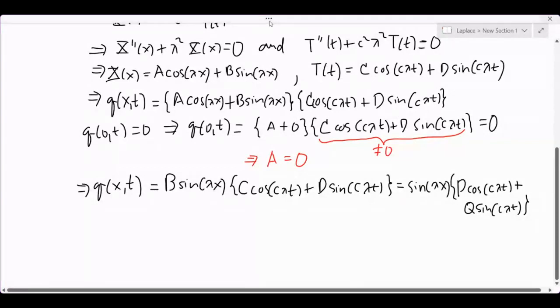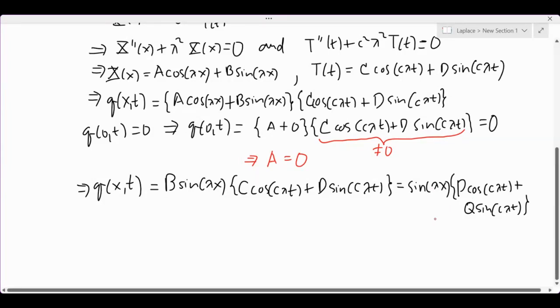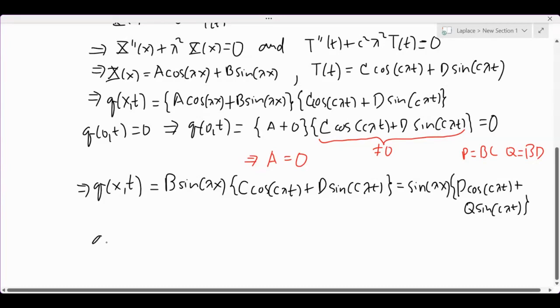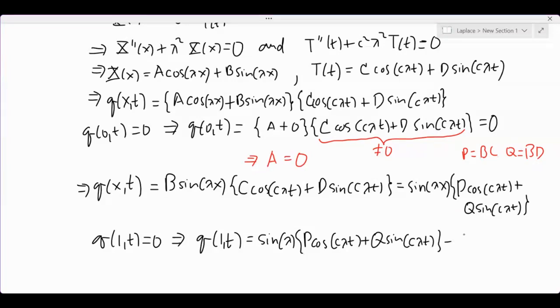From this, we know that P is just equal to BC and Q is equal to BD. All right, and so we now use our second condition, which says that q of (1,t) is equal to 0. This would imply that q of (1,t) will be equal to sine of lambda times the quantity P cosine of c lambda t plus Q sine of c lambda t equal to 0.